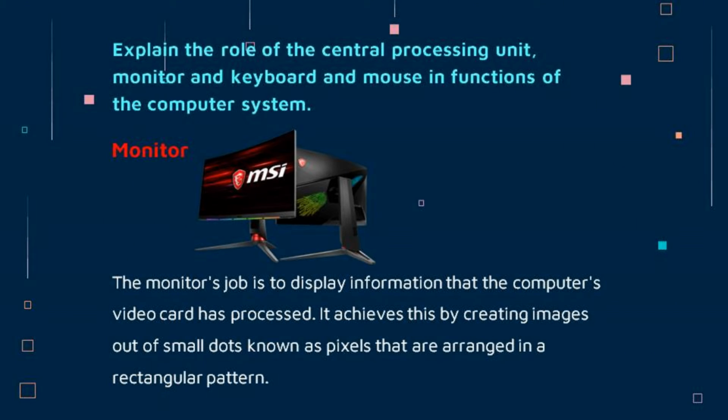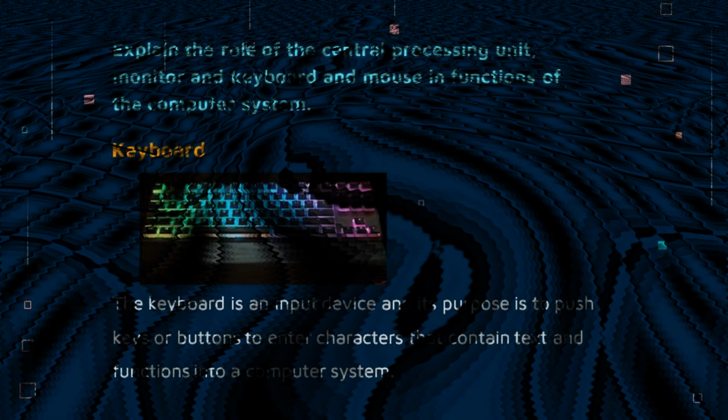The monitor's job is to display information that the computer's video card has processed. It achieves this by creating images out of small dots known as pixels that are arranged in a rectangular pattern. The image will be sharper if there are more pixels. The monitor also contains features such as turning on and off, adjusting the brightness and contrast.